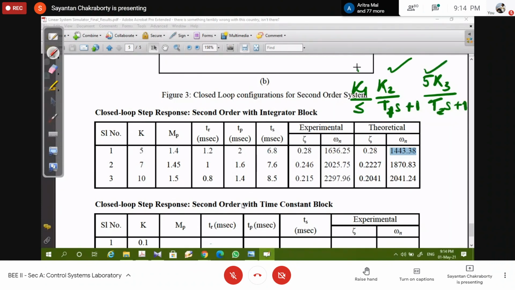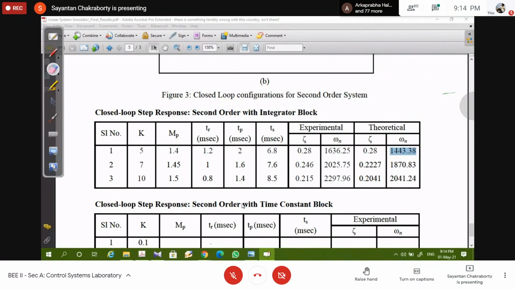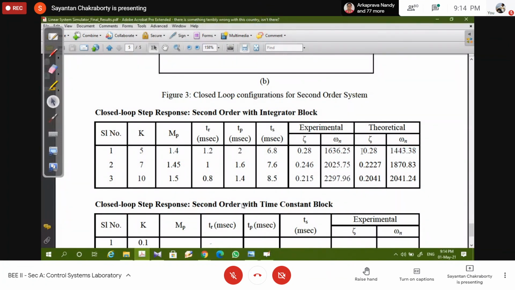These are all known. You've already calculated K1, K2, K3, and T1, T2 in the first part of the experiment. So from that, you can obtain the closed loop transfer function for different values of gain K. From that, you can theoretically calculate these values. So it will be your task to calculate these values and validate the table. Individual values you have to calculate and validate.